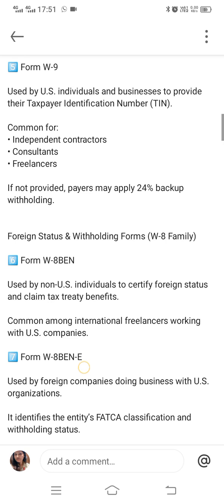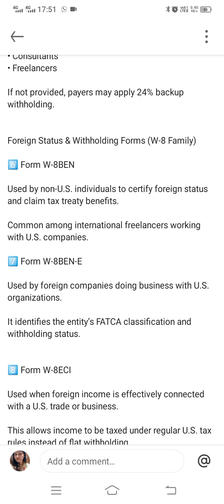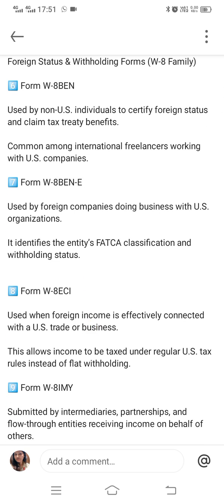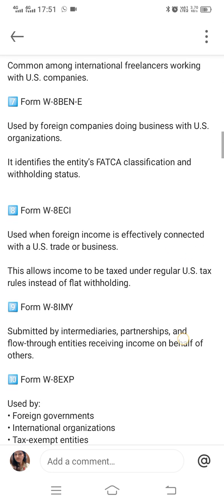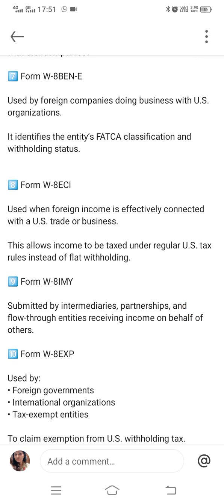Foreign status and withholding: the W8 family. Now here comes the sixth form, W8-BEN, used by non-US individuals to certify foreign status and claim tax treaty benefits. It is common among international freelancers with US companies. This is very important, and if you are going for payroll accounting or payroll taxation, you should give a read to all the W series forms, because that will be really helpful.